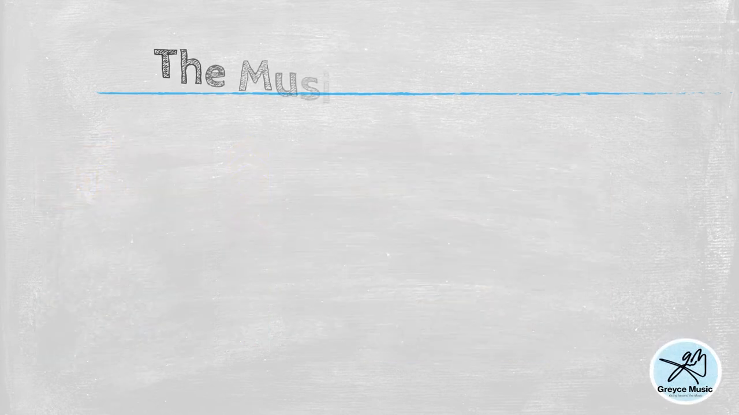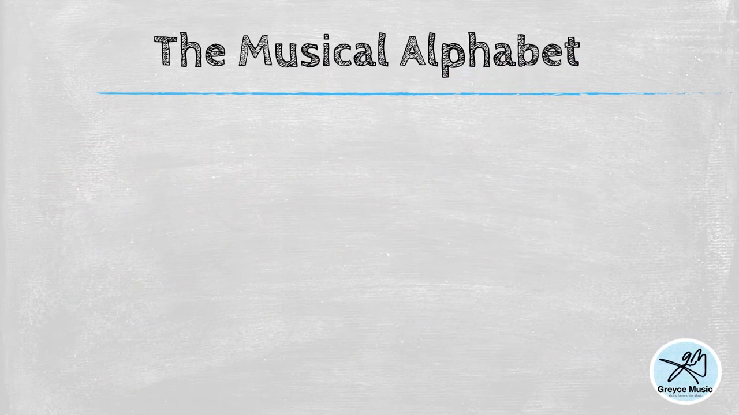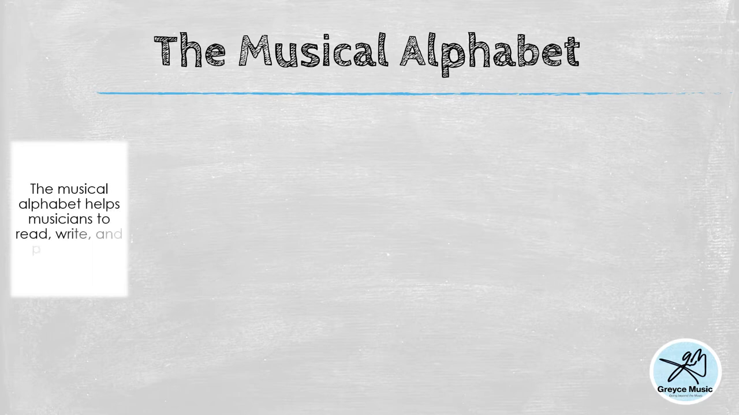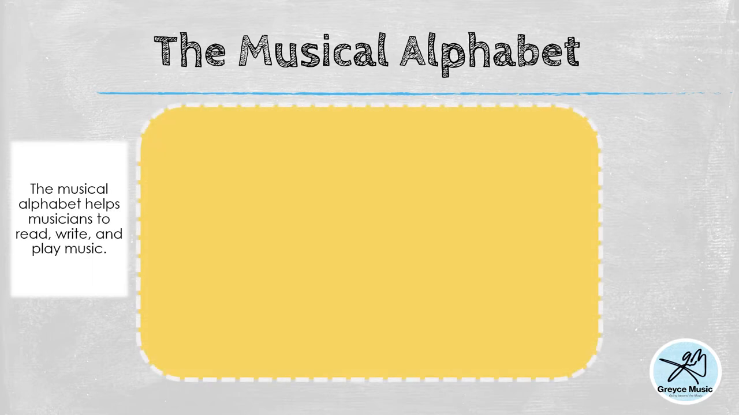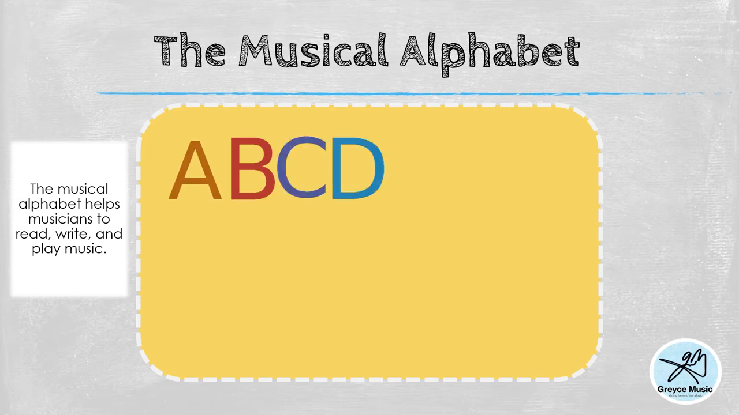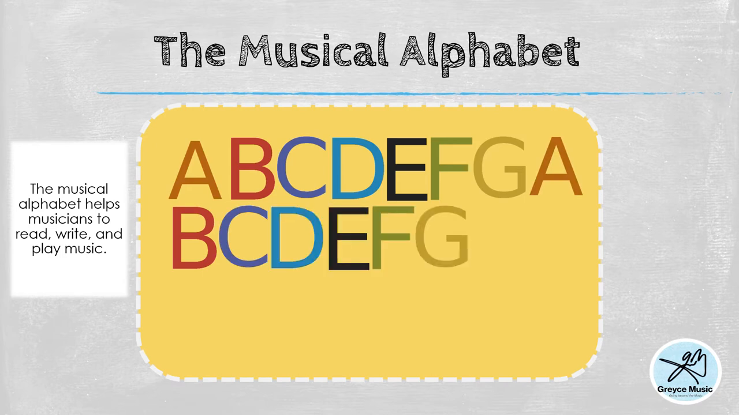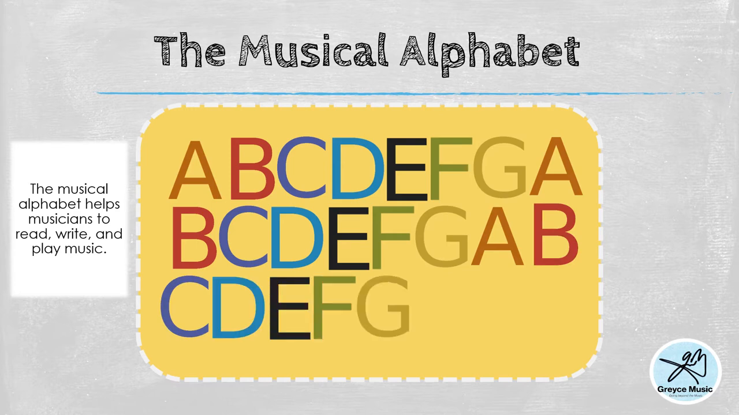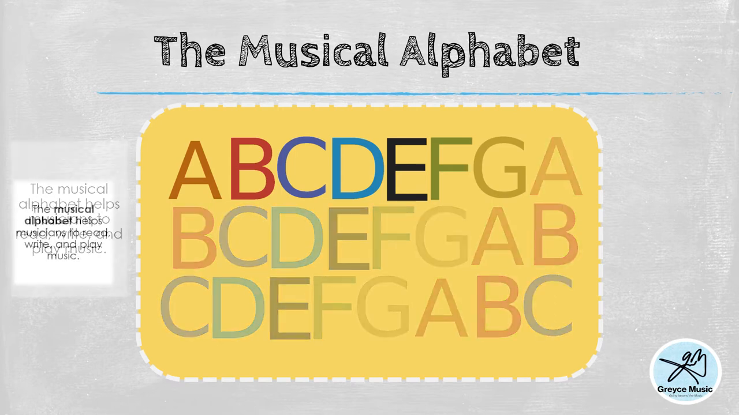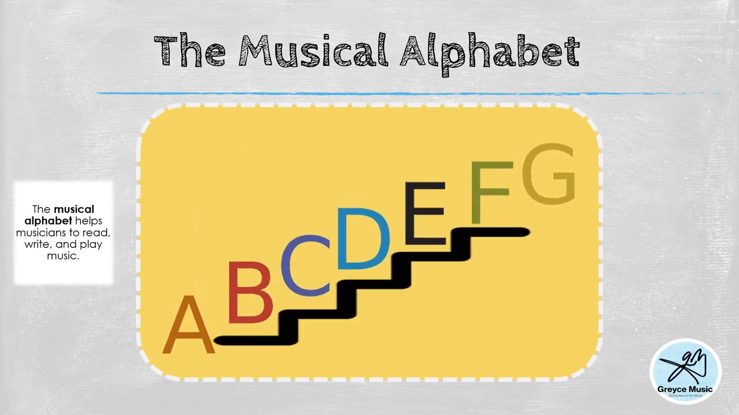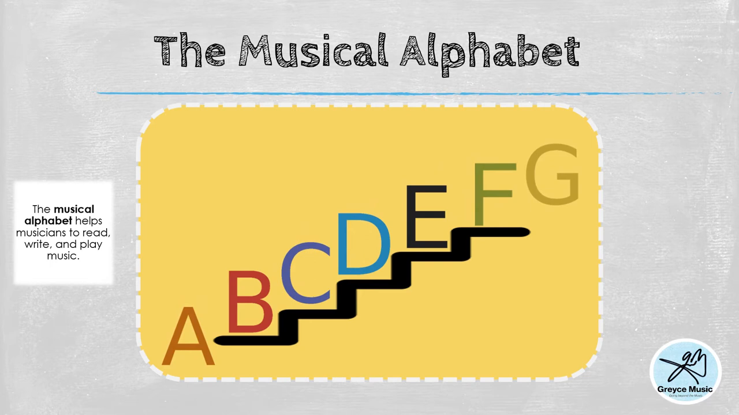Just like we have the English alphabet that helps us to read and write words, stories, and more, there is also a musical alphabet that helps musicians to read, write, and play music. The musical alphabet is formed of 7 letters that repeat over and over again. A, B, C, D, E, F, G. Each letter represents a musical pitch, so instead of just saying the musical alphabet, you can sing it or play it. You can imagine the letters being on a never-ending flight of stairs, which you can walk up and down. This represents the different pitches of the musical alphabet.